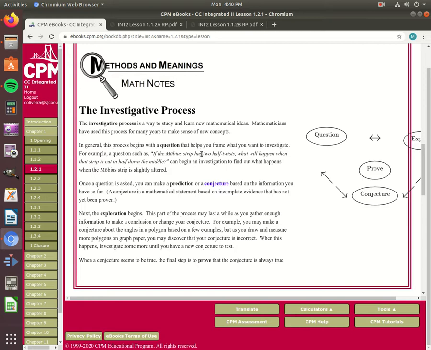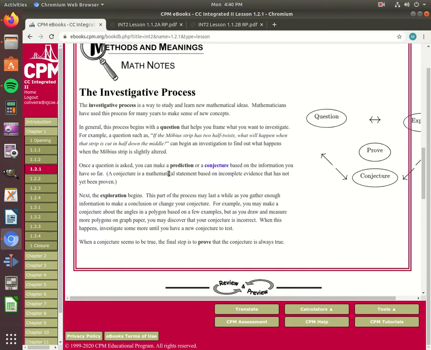In general, this process begins with a question that helps you frame what you want to investigate. For example, a question such as, if the Mobius strip has two half twists, what will happen when that strip is cut in half down the middle? This can begin an investigation to find out what happens when the Mobius strip is slightly altered. So again, we start with the question.